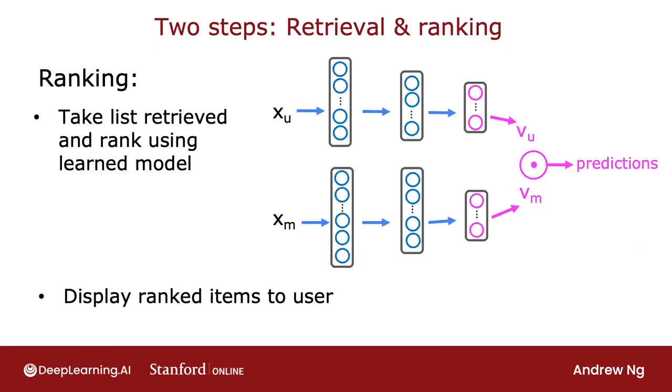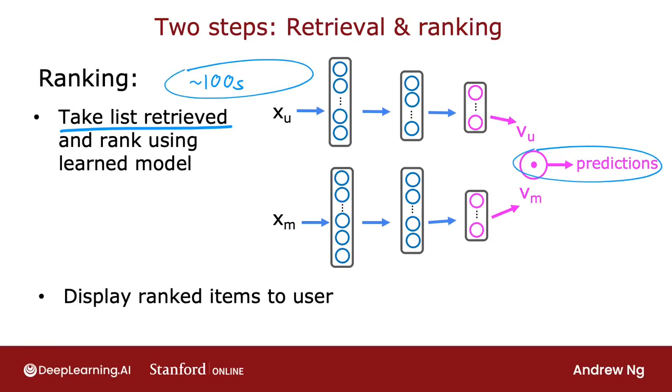The second step of this is then the ranking step. During the ranking step, you would take the list retrieved during the retrieval step, so this may be just hundreds of possible movies, and rank them using the learned model. And what that means is you will feed the user feature vector and the movie feature vector into this neural network, and for each of the user-movie pairs, compute the predicted rating. And based on this, you now have, out of the, say, 100 plus movies, the ones that the user is most likely to give a high rating to.